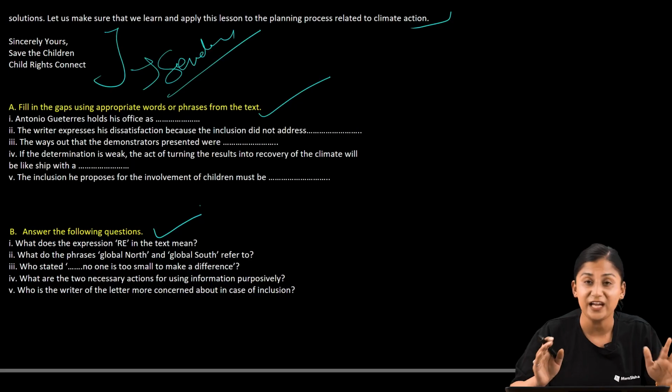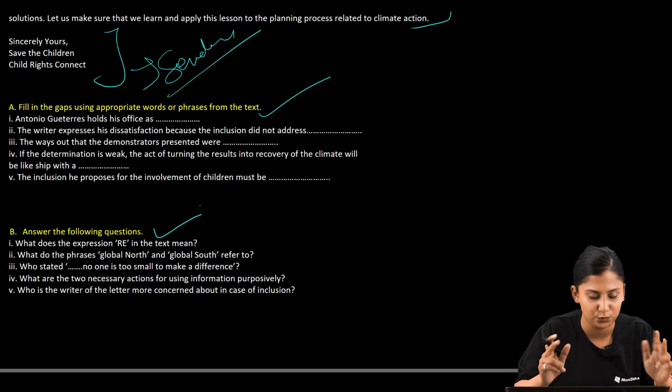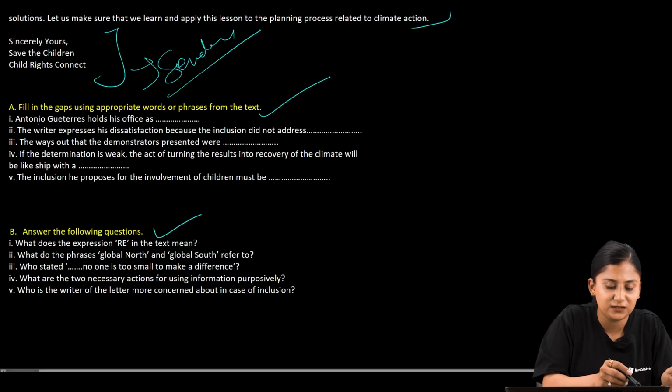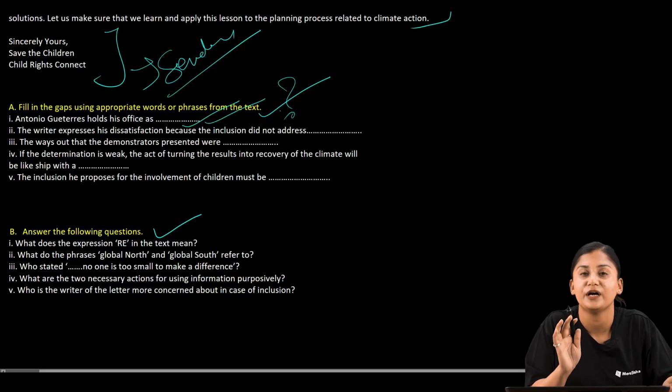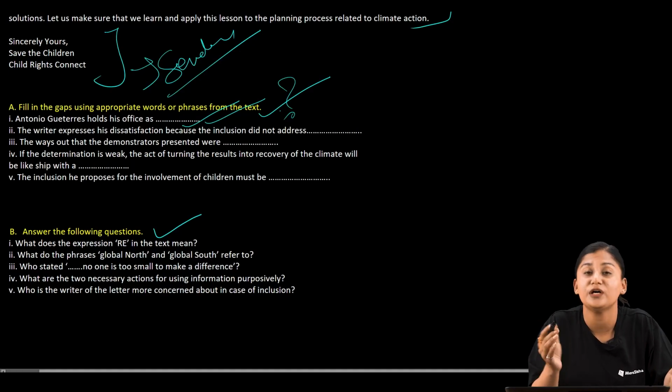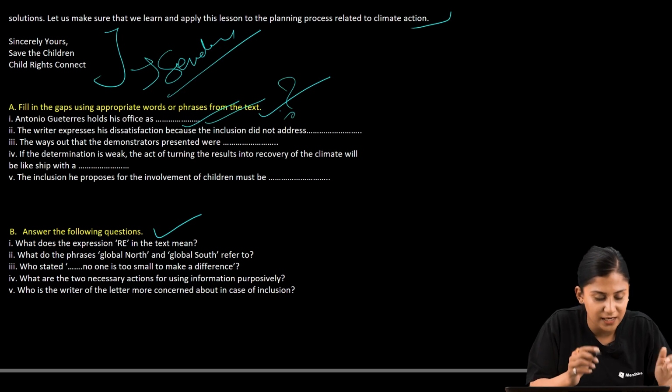We have 5 questions. So in the 5 questions, let us first deal with the first two questions. The first question reads, Antonio Guterres holds his office as. So here we are asked to find out the position of Antonio Guterres, who Antonio Guterres is. Now moving on to the second question.